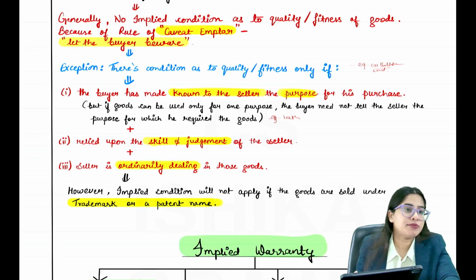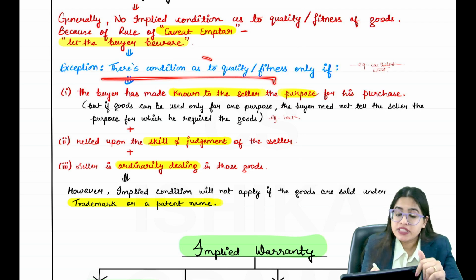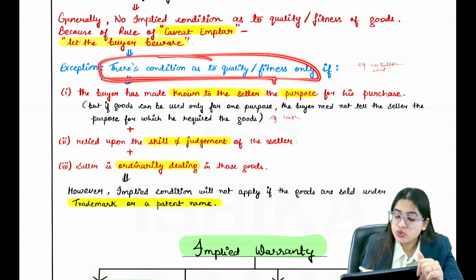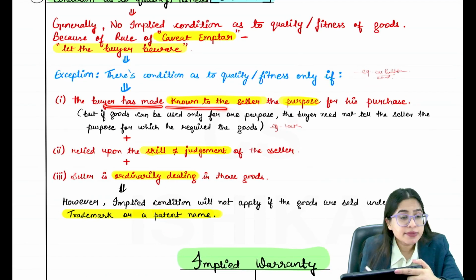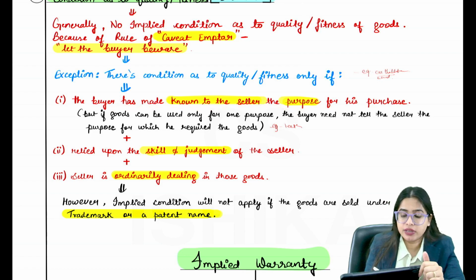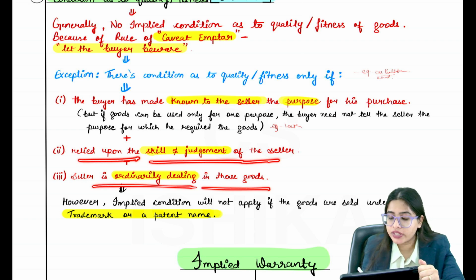But there is one exception in which the seller will be responsible for quality and fitness. That means there will be an implied condition of quality and fitness only if these 3 conditions are fulfilled. Number 1, the buyer has made the purpose known to the seller. Number 2, he has relied on the skill and judgment of the seller. And number 3, the seller ordinarily deals in those goods.